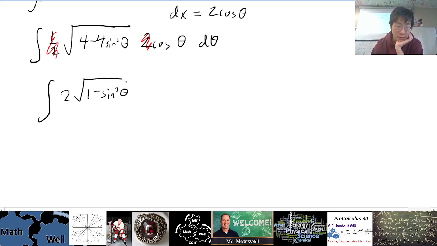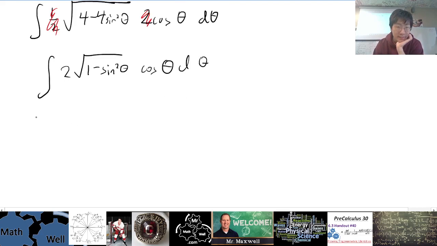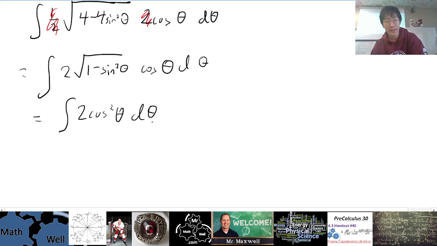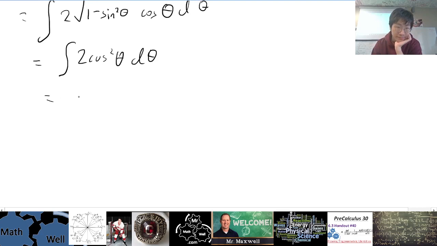I'll skip a few steps and we'll get straight to here: 2 times the square root of 1 minus sine squared theta, cos theta d theta. This simplifies again into just the integral of 2 cos squared theta d theta, which equals cos theta times sine theta plus theta plus c. From here in our last lesson, we put in pi over 2 into this, and then subtracted the negative pi over 2 into this, and we got an answer.